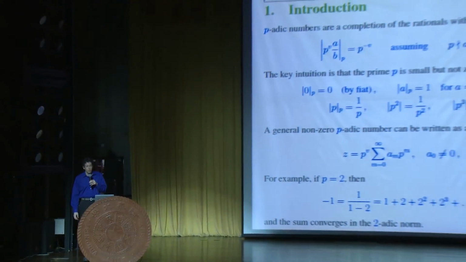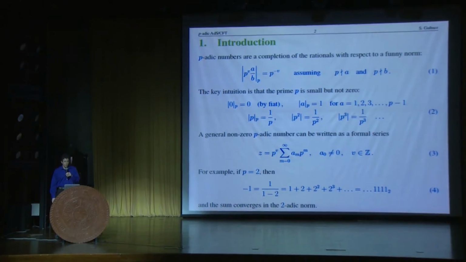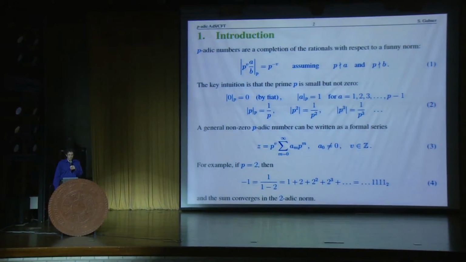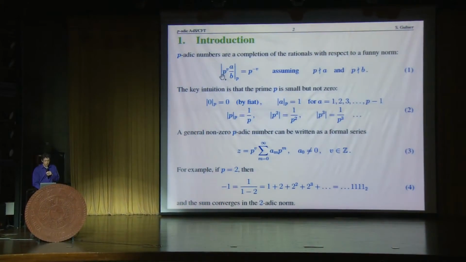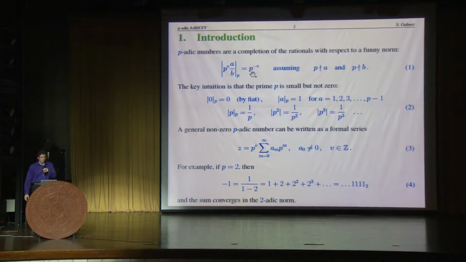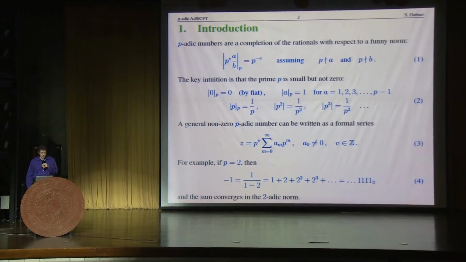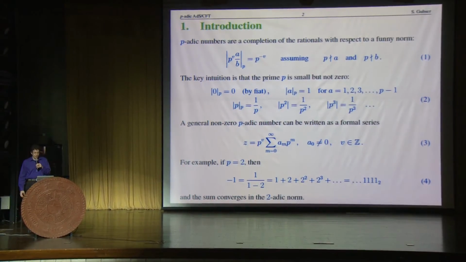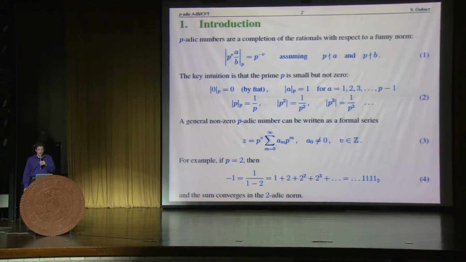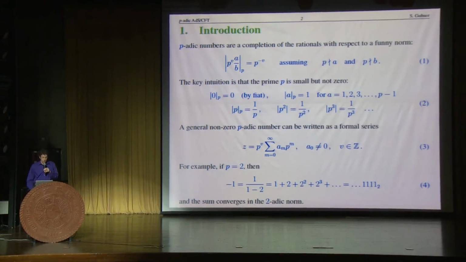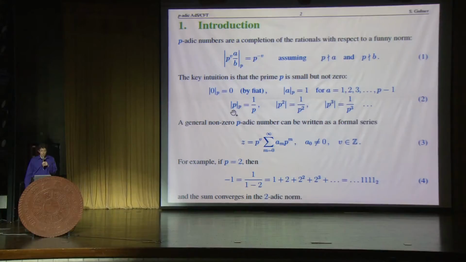P-adic numbers are a completion of the rationals with respect to a funny norm. Equation 1 shows that norm. It's funny because you would think that on the right-hand side you would have at least the prime number p to the power of positive v. But it's not that way. P is a small number in the p-adic norm, and that's what makes everything work. So for instance, the p-adic norm of p itself is 1 over p.